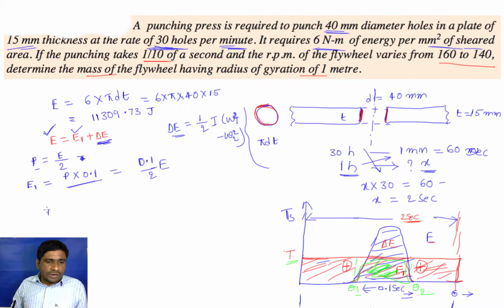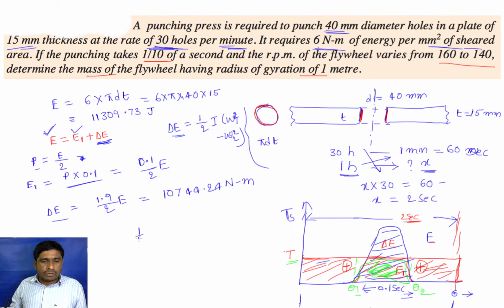So what is delta E? Delta E equal to E minus E1, which becomes 1.9 by 2 into E. If you substitute these values, it comes around 10744.24 Newton meter.